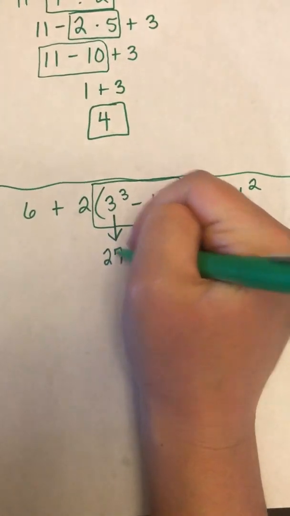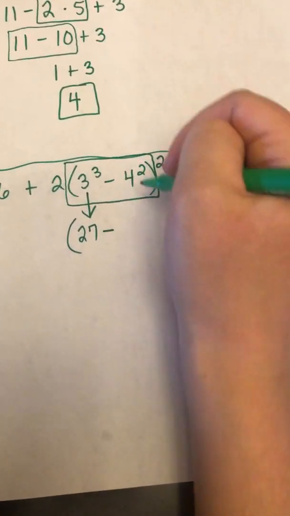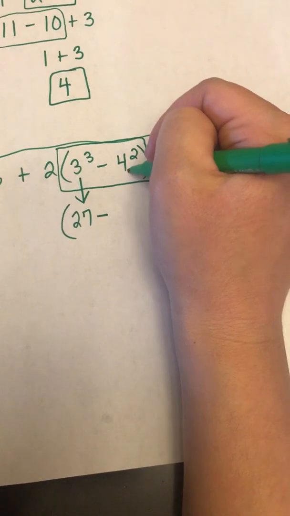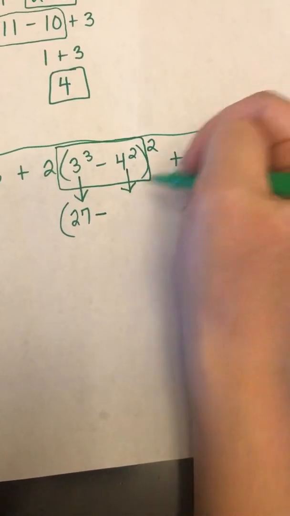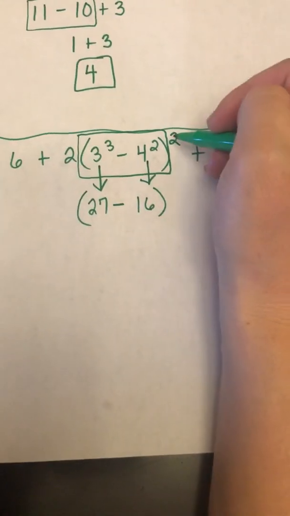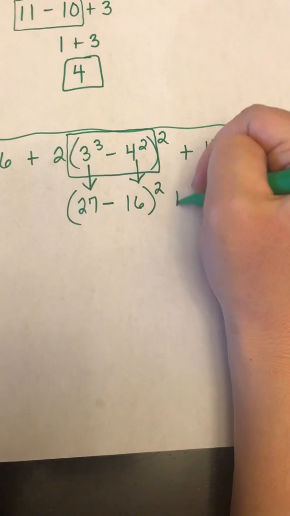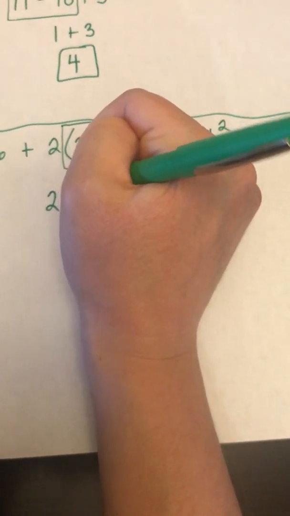I'm going to leave this in parentheses like this. I'm going to keep the subtraction sign because I'm not doing that yet. And then 4 squared, 4 times 4 is 16. Okay, now that's still in parentheses, and don't forget this little 2 out here, that stays there. Plus 4 squared, 2 right next to parentheses, plus 6. We'll talk about that in a minute.